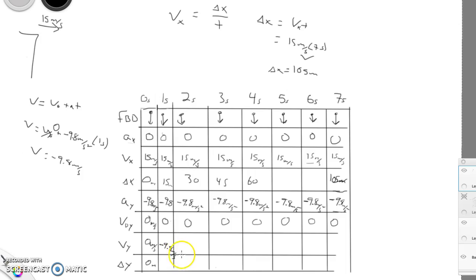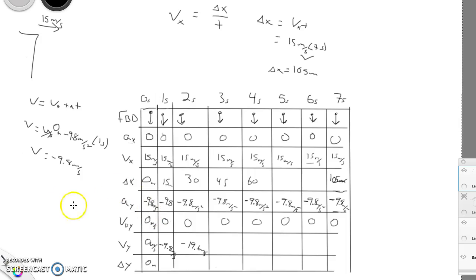And if we continue at 2 seconds, it's going to be twice that because we put the 2 right there. That's going to be negative 19.6 meters per second. Okay, and so on.